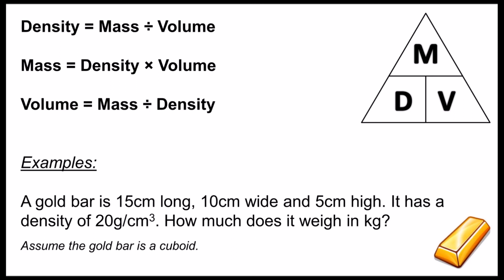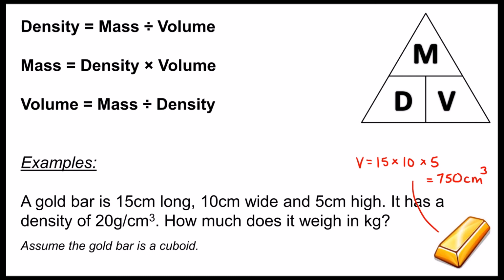As with before, we can start off by working out the volume of the gold bar. So the volume is going to be 15 times by 10 times by 5. That gives us a volume of 750 centimetres cubed.